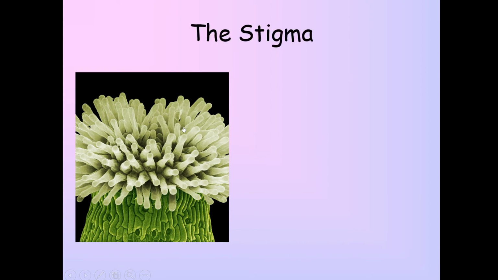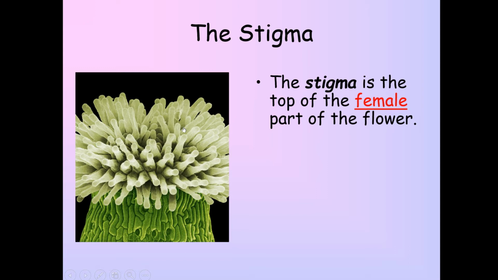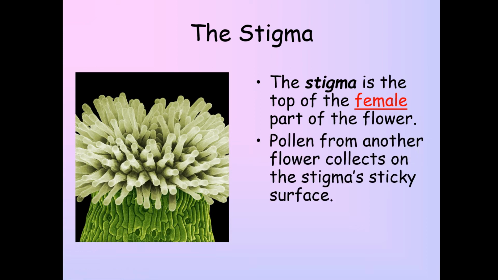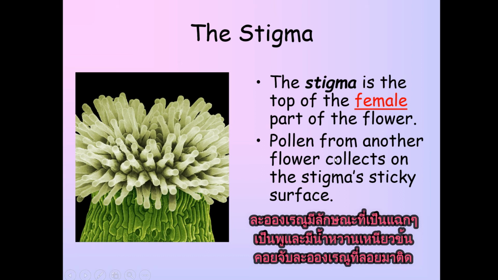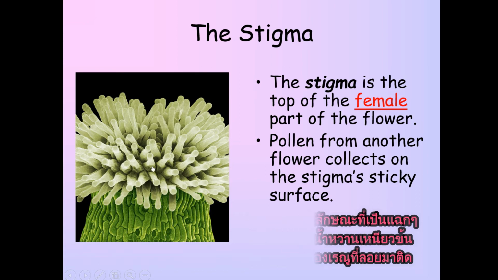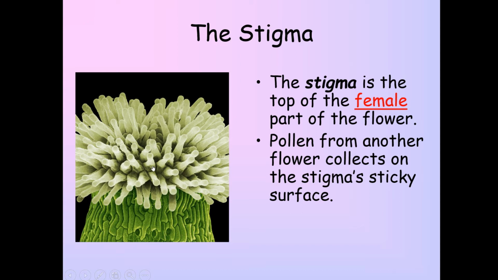Now we have the stigma. The stigma is the top of the female part of the flower. Pollen from another flower collects on the stigma's sticky surface. The surface of this stigma is sticky.